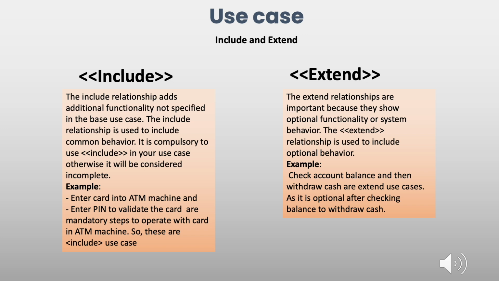What is the extend use case relationship? The extend relationships are important because they show optional functionality or system behavior. The extend relationship is used to include optional behavior. For example, check account balance and then withdraw cash are extend use cases, as it is optional after checking the balance to withdraw cash.